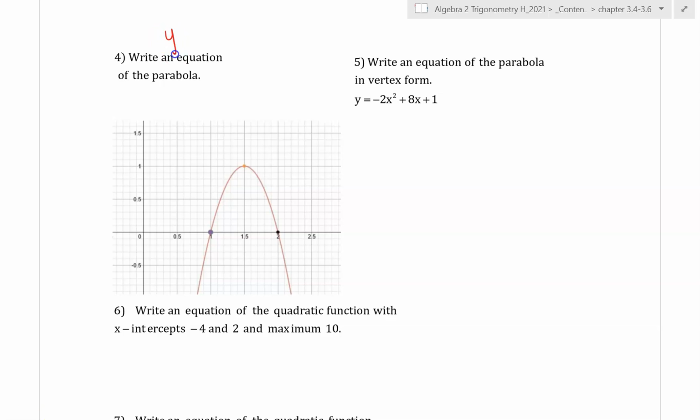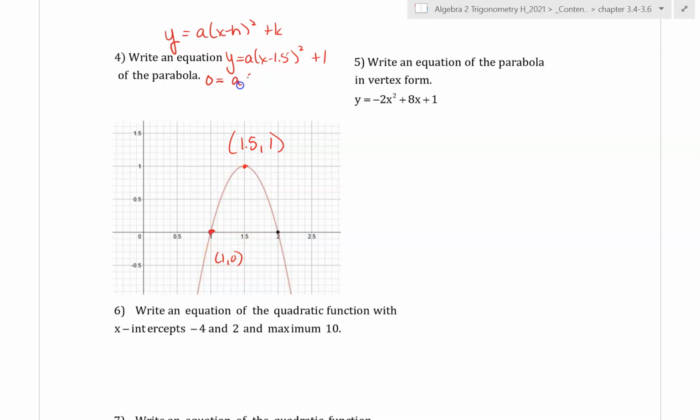So for me, whenever I'm given the vertex, I would use vertex form. And in this case, we were given the vertex because the vertex is at 1.5, comma 1. So we have y equals a times the quantity x minus 1.5 squared plus 1. So we're going to take some other point. How about this one? 1, comma 0.